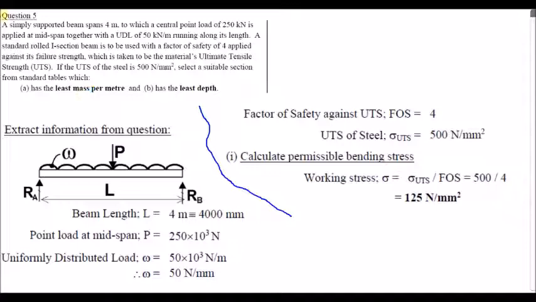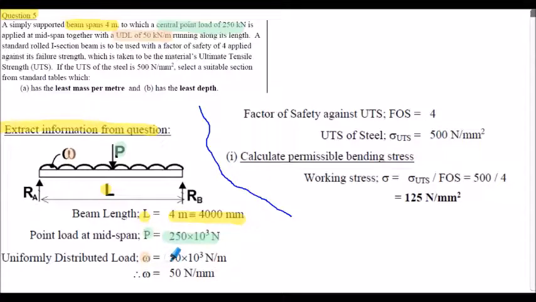So it's question 5. So extracting the information from the question. The beam length is 4 meters. So the length here I've written in millimeters, 4,000 millimeters. The central point load is 250 kilonewtons, so my P is 250 times 10 to the 3 newtons. And the UDL across the entire span is 50 kilonewtons per meter. So this is my omega.